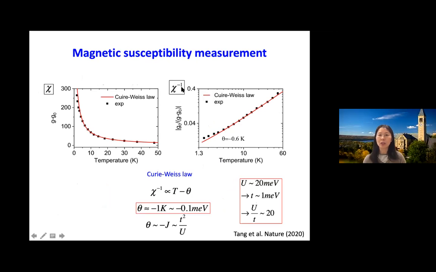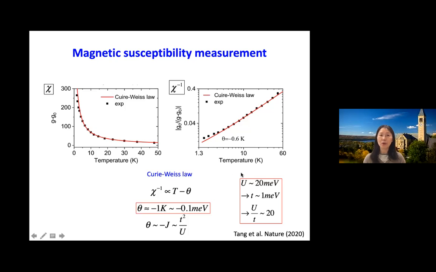And more clearly, we can plot 1 over chi as a function of temperature. So at a high temperature, it follows the linear dependence, and it deviates from it at low temperature, and the intercept is around -1 Kelvin. So what this analysis tells us is that the nature of magnetic interaction is antiferromagnetic, and the superexchange interaction energy is on the order of 0.1 meV.